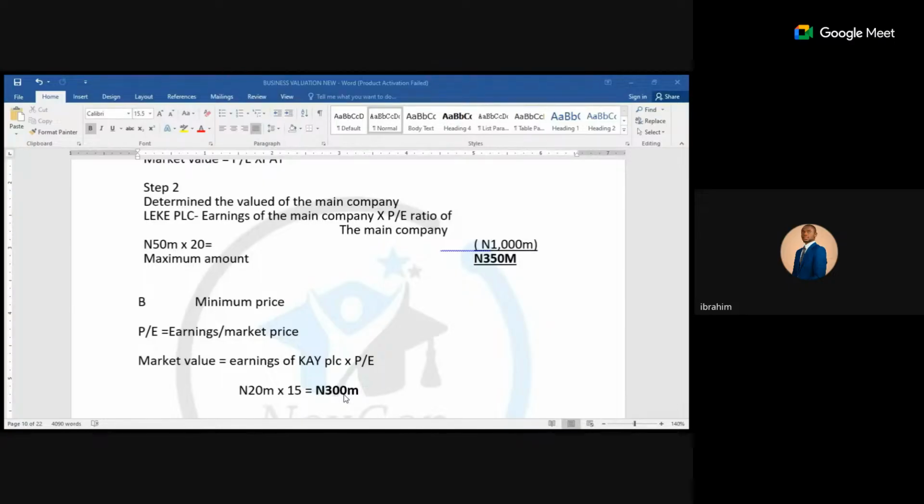Right? So just remove the value so that we have the amount at which Lekki PLC will be willing to pay. The maximum amount they can pay is 350, if the minimum amount at which these people can accept is 300. So we are done with these questions. Any question, please? You can see the concept of PE ratio.